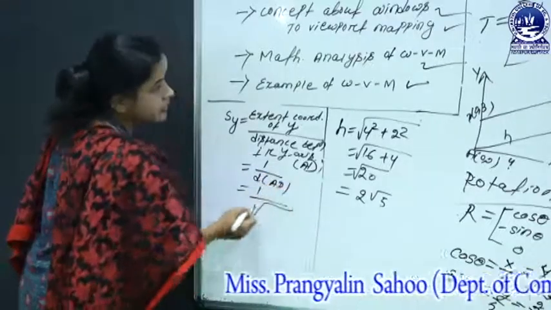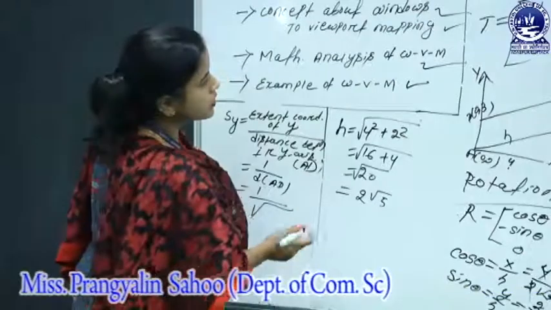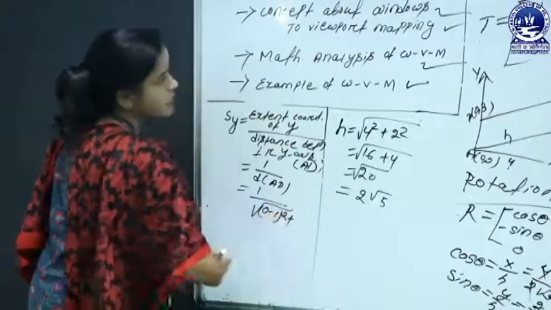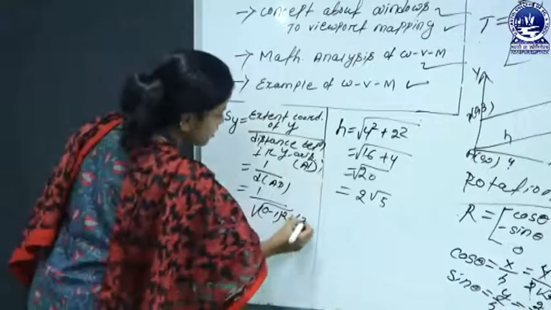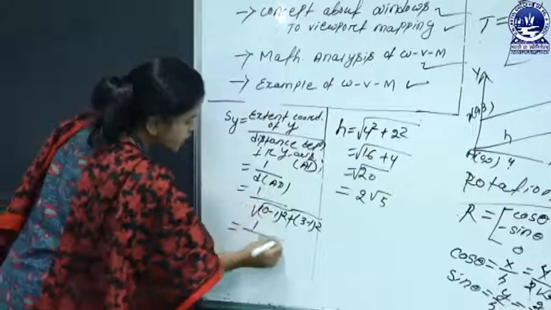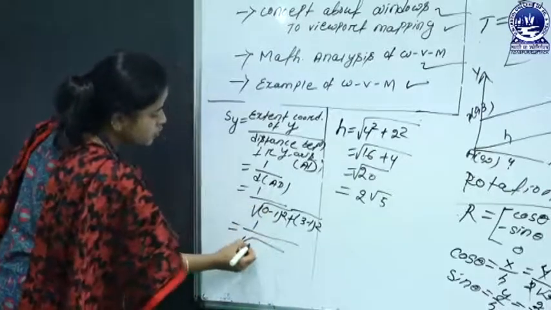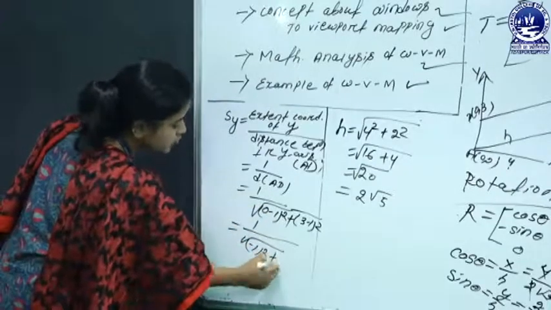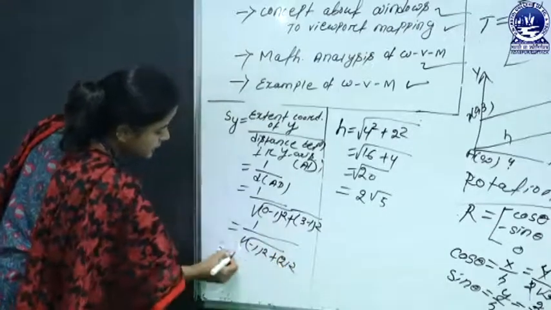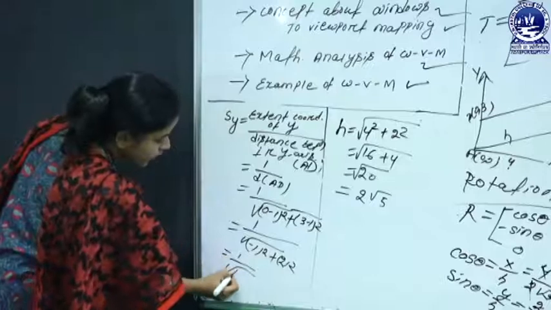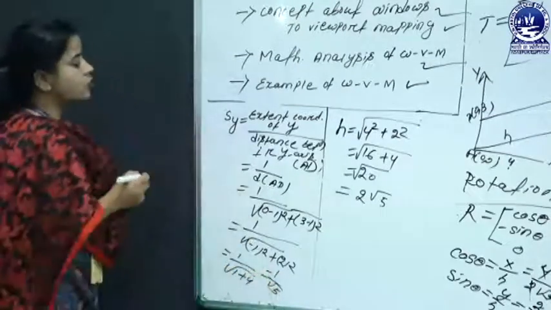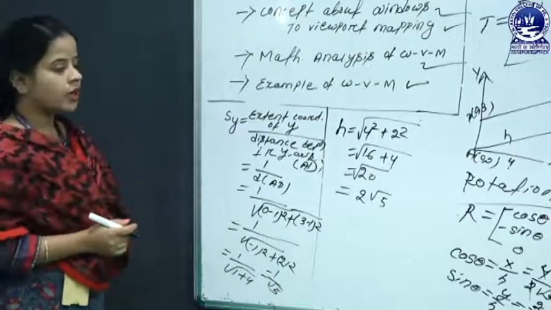Here AD contains two values: (0 minus 1) whole square plus (3 minus 1) whole square. After performing these computations, it gives minus 1 square, and 2 square. That means the value is 1 plus 4, so the root is root 5, giving 1 by root 5. So now we have found the value of Sy.